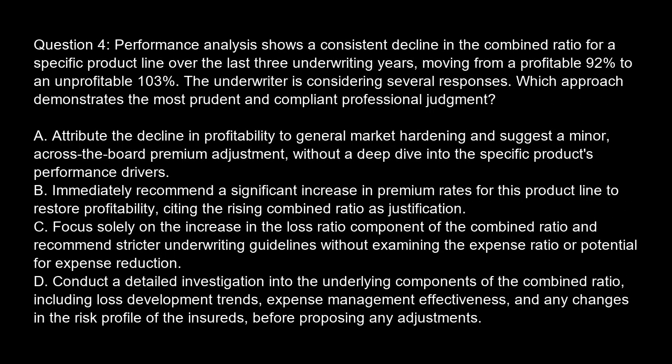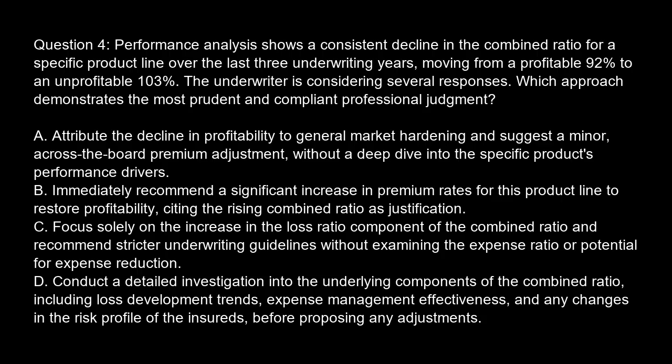Question 4. Performance analysis shows a consistent decline in the combined ratio for a specific product line over the last 3 underwriting years, moving from a profitable 92% to an unprofitable 103%. The underwriter is considering several responses. Which approach demonstrates the most prudent and compliant professional judgment? Option A. Attribute the decline in profitability to general market hardening and suggest a minor, across-the-board premium adjustment without a deep dive into the specific product's performance drivers.